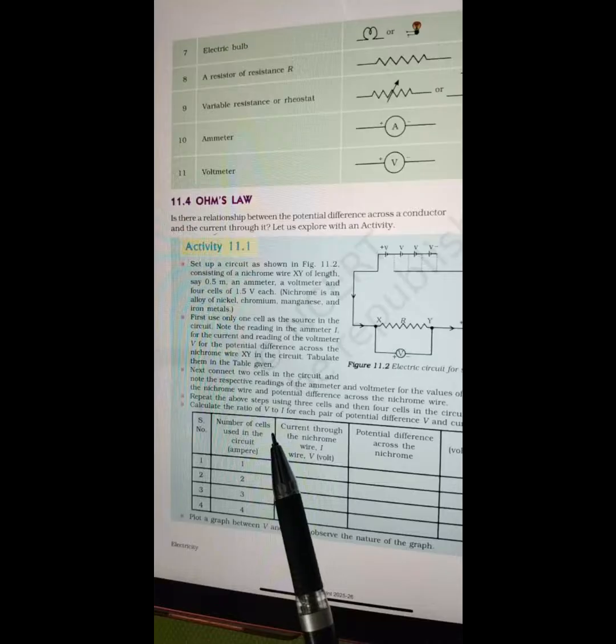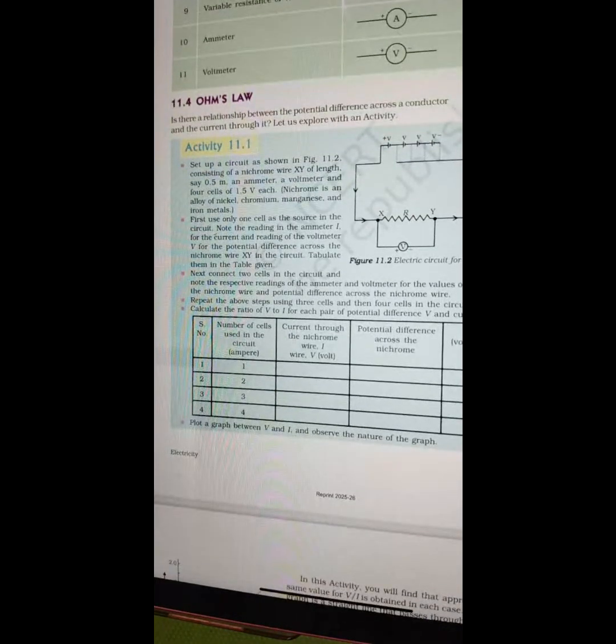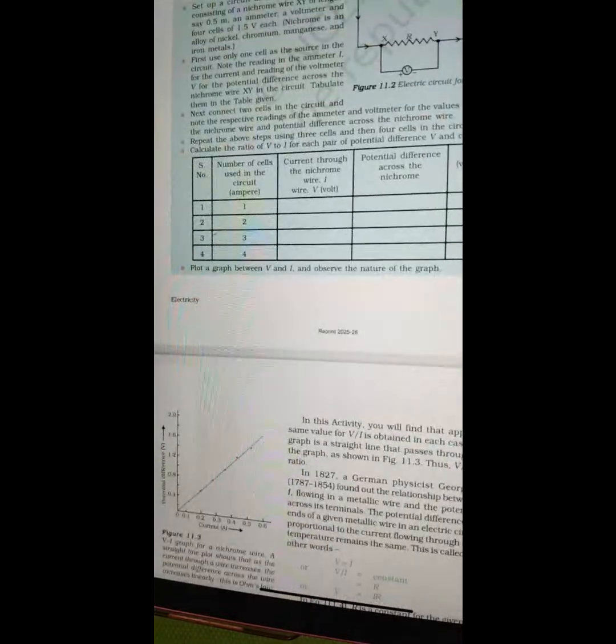Calculate the ratio of V to I for each pair of potential difference V and current I. So here you are required to fill this table with your observations that they have asked for. So ultimately, we have reached page number 176 of your NCERT and we are reading the electricity chapter.